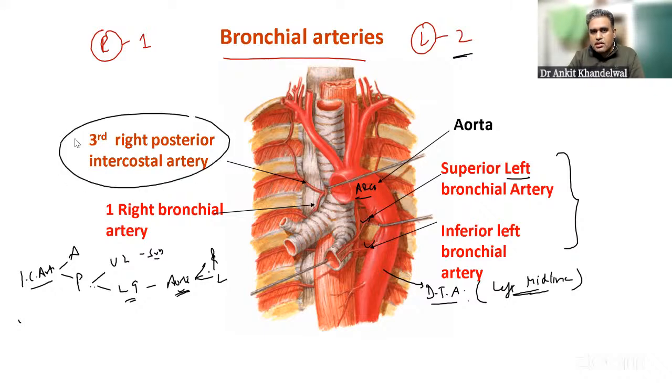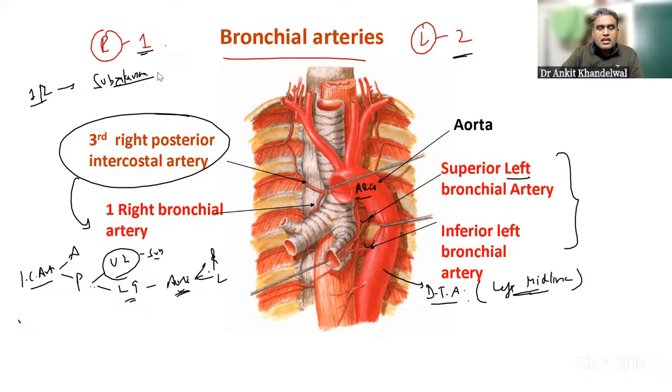Here you can see. So out of these, the right posterior intercostal arteries, the third one. Why third? Because first and second are not coming directly from the aorta. First and second are coming from the subclavian artery. Understand this. The upper two posterior intercostal arteries are coming from the subclavian artery. The third one over here, that is going to the right side, will give off the right bronchial artery. So right has one. Normally they can ask as a question: right has one, but it is a branch of which artery?